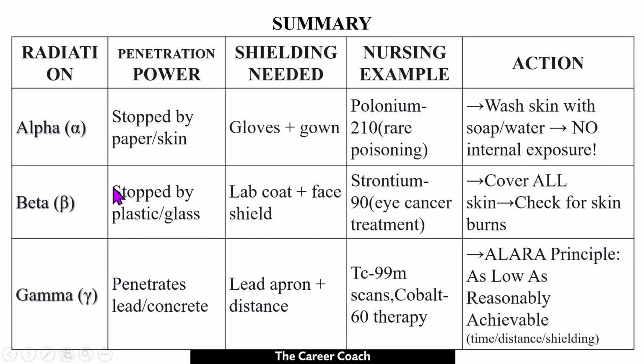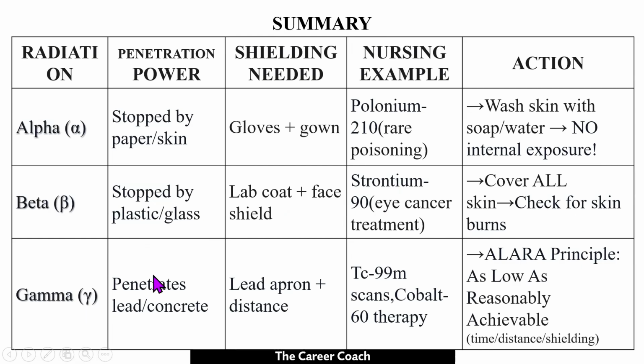Beta particles is number 2. They are stopped by plastic or glass. The shielding needed for beta particles includes a lab coat and face shield. An example of a beta particle emitter is strontium-90. It is used in eye cancer treatment. What should the nurse do? Cover all skin. Check for skin burns.